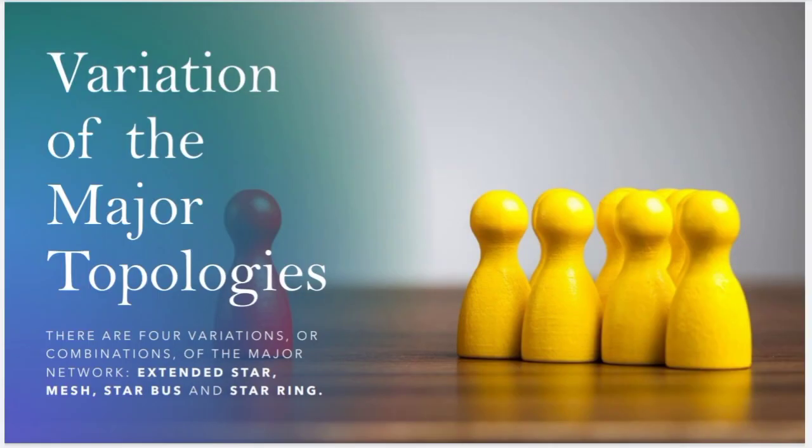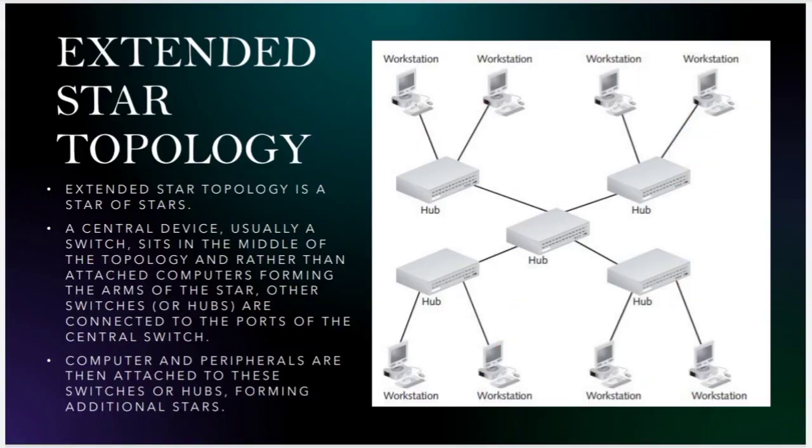There are four variations or combinations of the major networks, which are the extended star, mesh, star bus, and star ring. Extended star topology is a star of stars. A central device, usually a switch, sits in the middle of the topology, and rather than attaching computers forming the arms of the star, other switches or hubs are connected to the ports of the central switch. Computers and peripherals are then attached to these switches or hubs, forming additional stars.